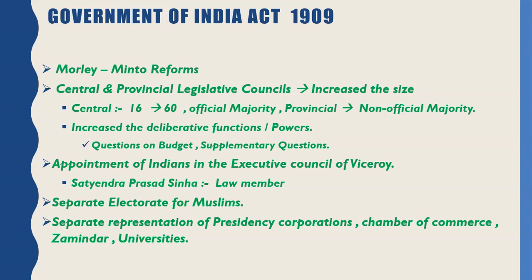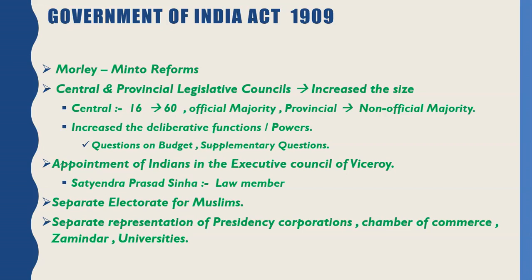So now what does it mean? So it means that now the number of members in the central legislative council and provincial legislative council increased. For example, I have told you in the Act of 1892 that the maximum strength of the Central Legislative Council was 16. But now that maximum strength was increased to 60. Okay, so now the maximum strength of the Central Legislative Council became 60.